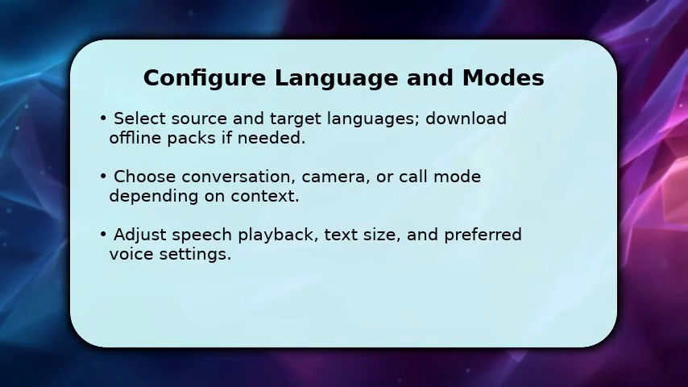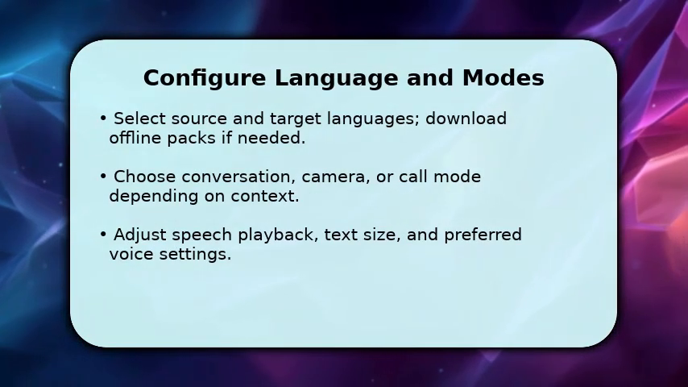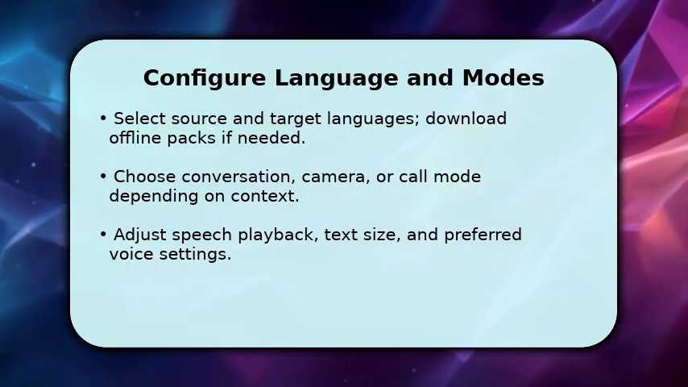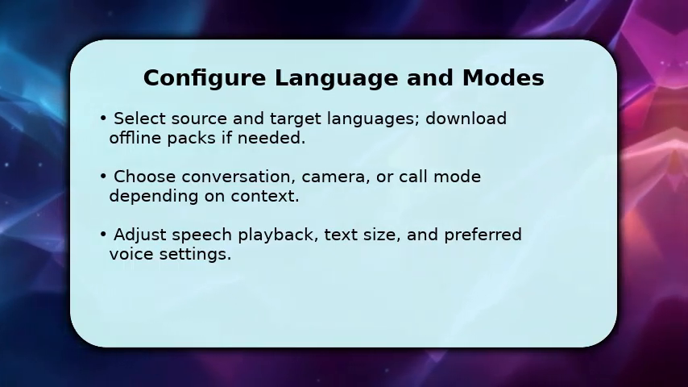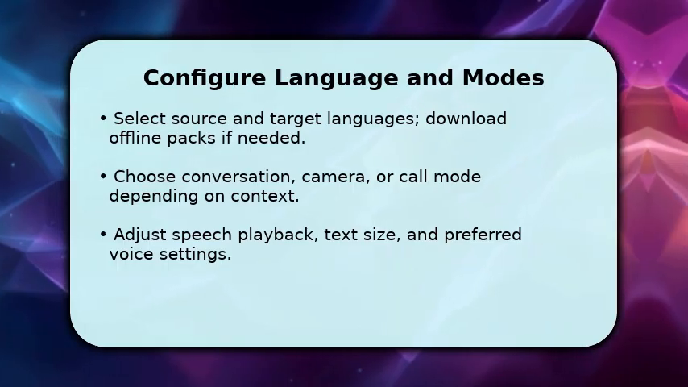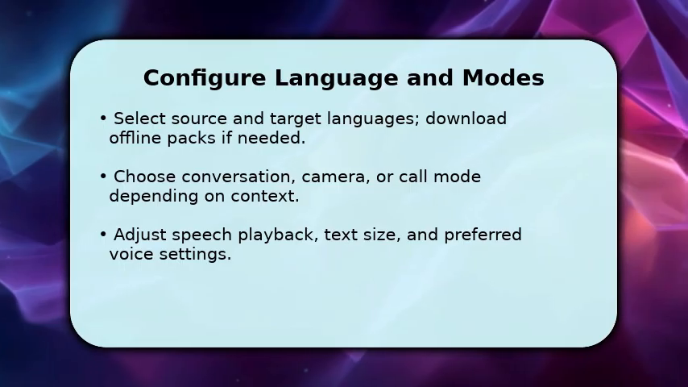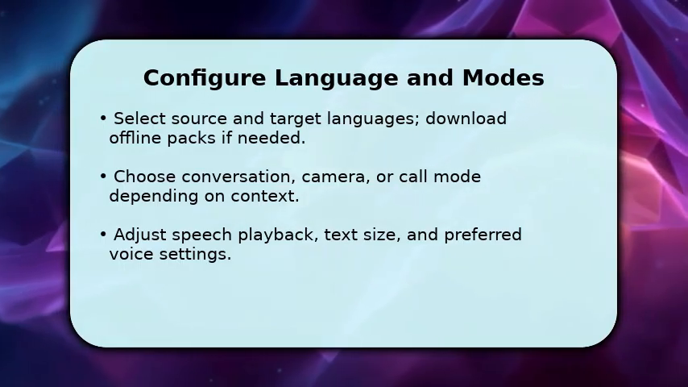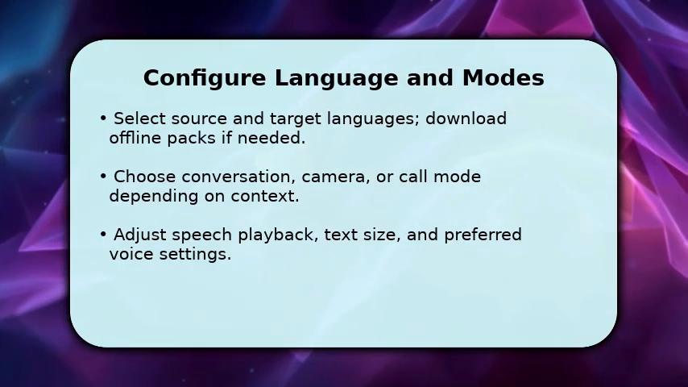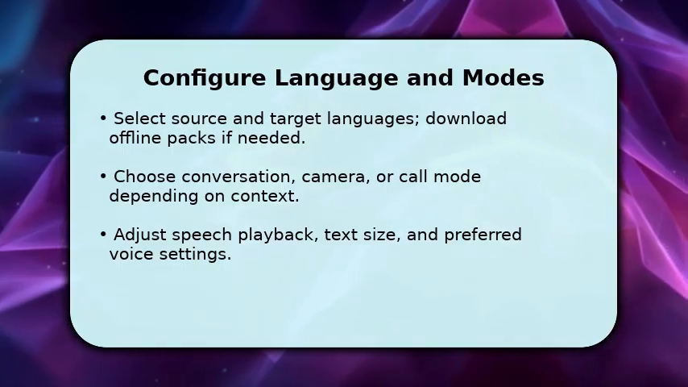Now you configure how translations run so the results match your context. First, pick source and target languages and download any offline language packs to avoid delays. Next, choose the right mode: conversation for two-way speech, camera for live text and signs, or call translation for supported carriers. Each mode has slightly different UI controls.